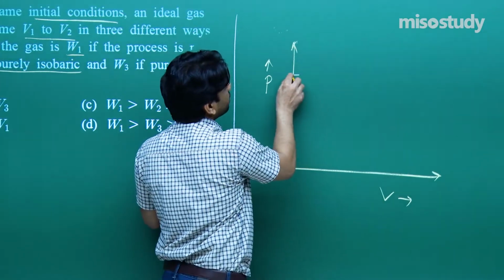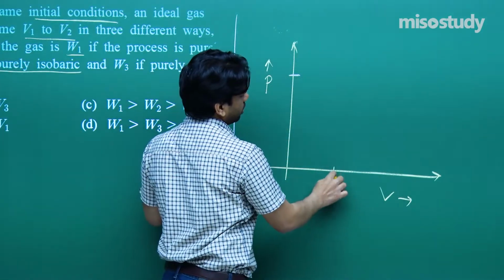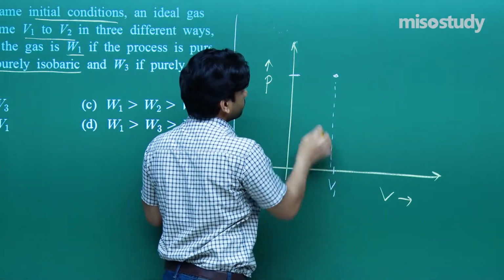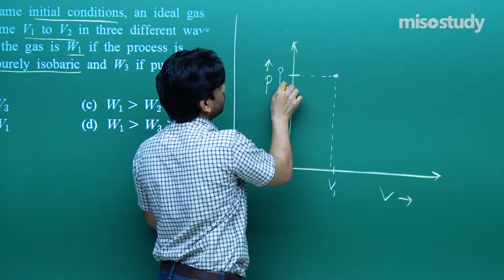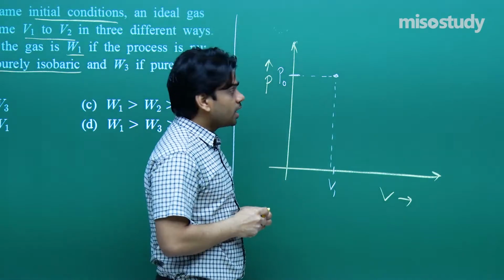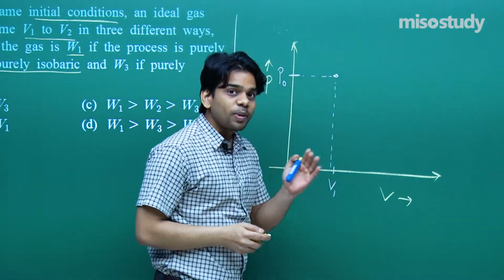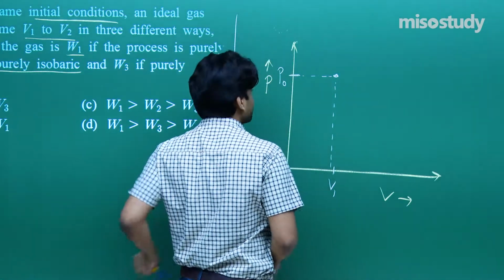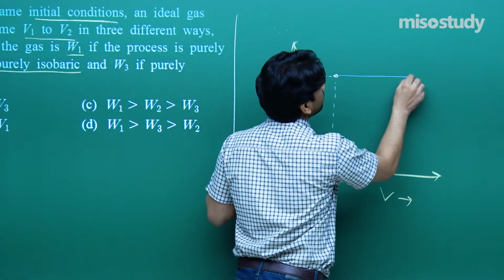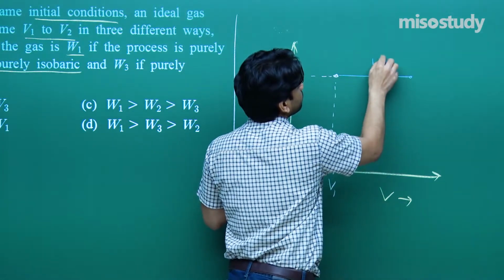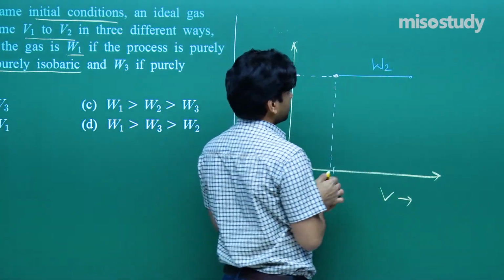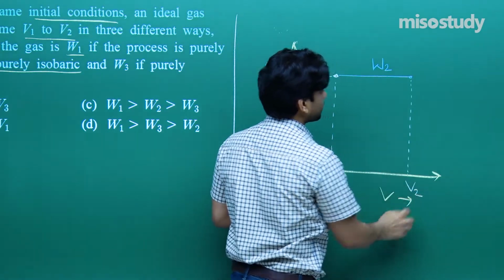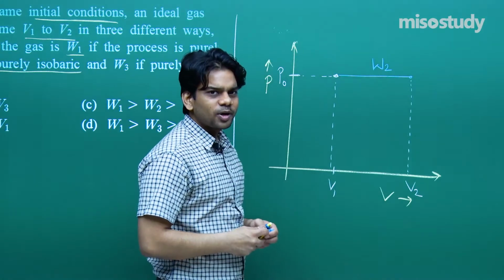Let's say we started the process from this point where the volume is V1, and let's say the pressure is P0. Since the process is isobaric in the second case, we can draw the curve as this one for W2. It's an isobaric case. This is the final volume V2 that is attained. Very simply we can comment on this.